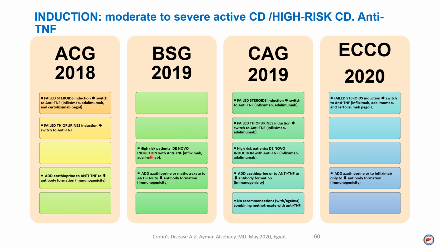anti-TNF. So BSG, high risk patient, we can use de novo induction with anti-TNF, the same in the CEG. And they said if you use anti-TNF in treatment of Crohn's disease, you must combine it with azathioprine, okay, to decrease the antibody or anti-drug formation. The British Society is the only one who said you can use either azathioprine or methotrexate, but the CEG and the ECCO recommended only azathioprine. Okay.